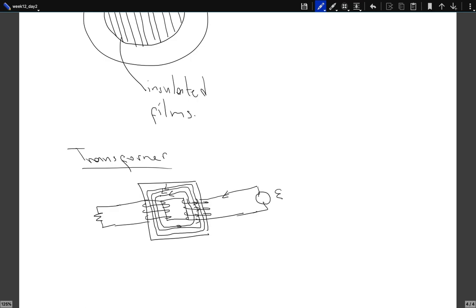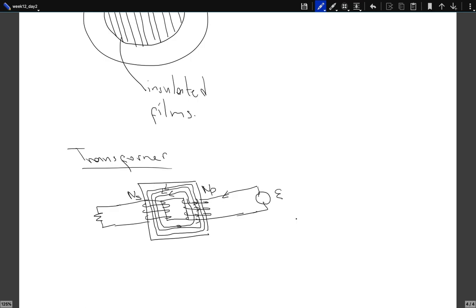So whatever flux you create over here, you also create over here. Let's assume that on the right-hand side you have NP number of turns. This is called the primary, because that is where you send the current. There are NP turns over there, and here there are NS turns on the other side.